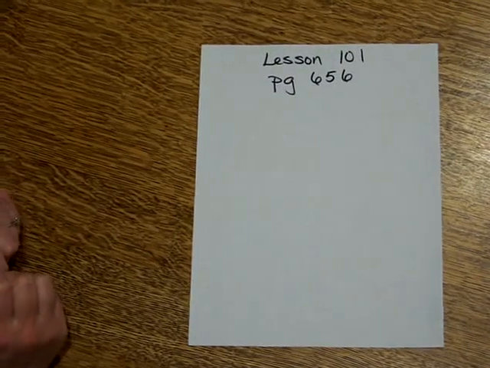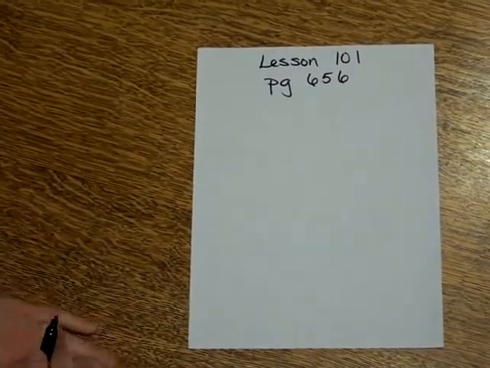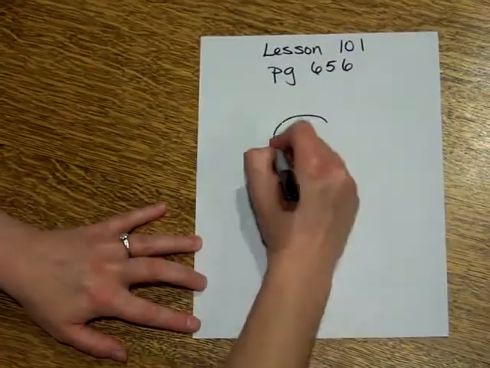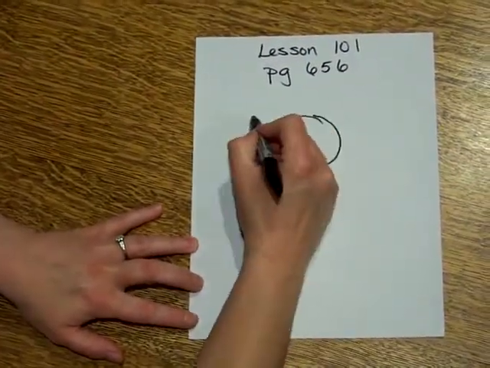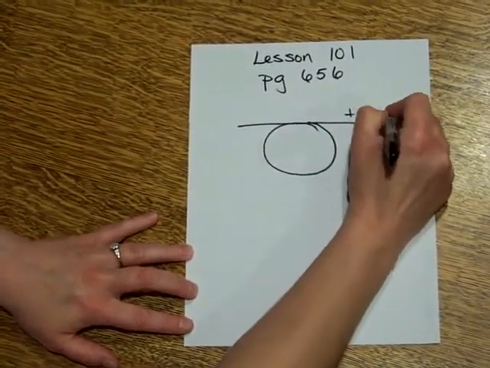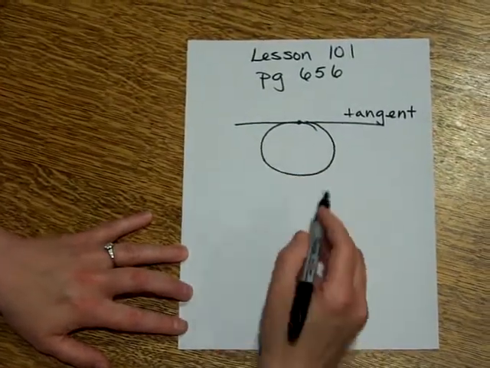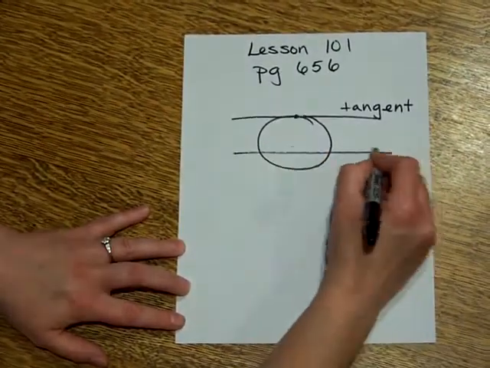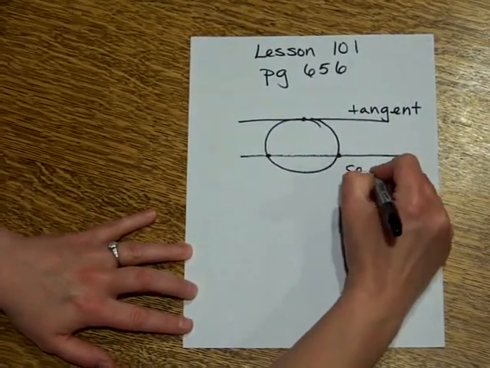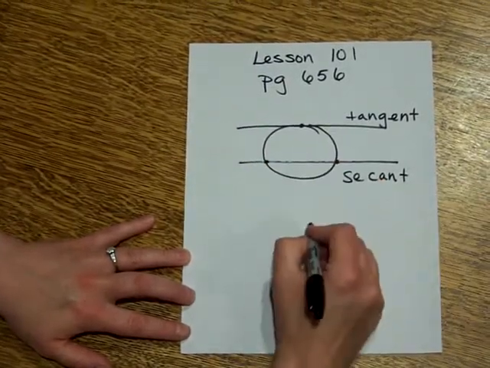As we're turning to lesson 101, let's review the three types of lines we have talked about regarding circles. One is a tangent, that touches a circle at one point. One is a secant that goes through the circle, intersecting at 2 points and goes beyond the circle.